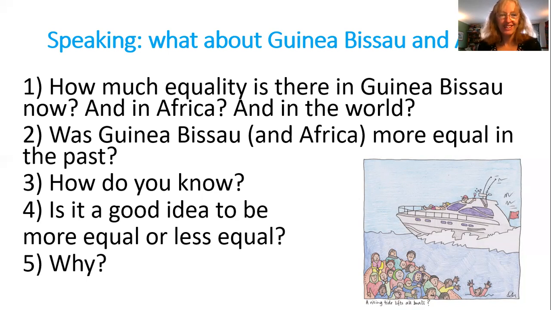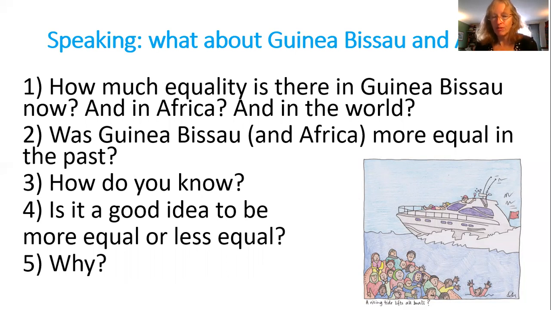Okay. Do you agree? Okay. Let's have a look at this cartoon here. Now this is related to the present time with capitalism. Underneath the cartoon, it says, "A rising tide lifts all boats." Which is this referring to? What topic? It's talking about refugees, migrants.